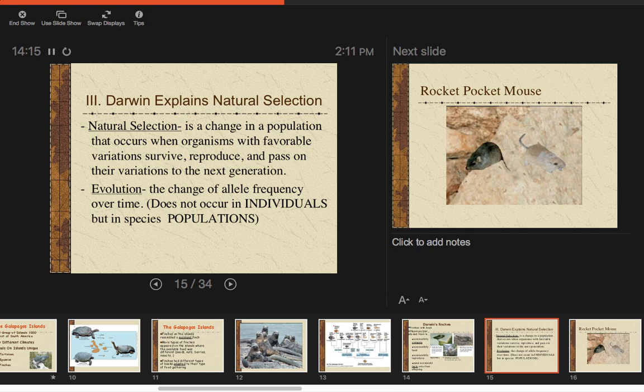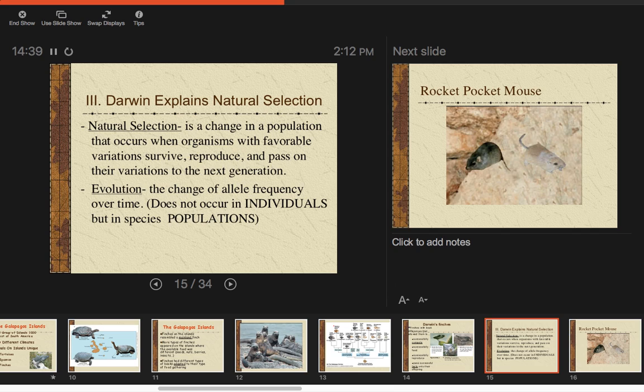Couple just kind of vocab terms, natural selection. Remember, it's a change in a population that occurs when organisms with a favorable variation. What does that word variation mean? Difference. Good. It's a fancy word for differences. In this classroom, we have variation, right? We're all different. Same thing with the finches. There was variation that already existed in the population.